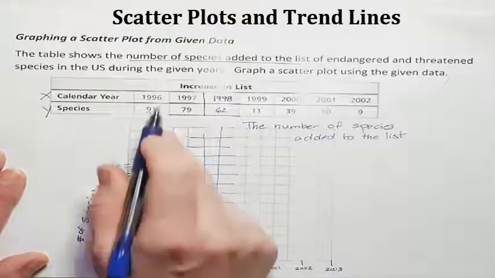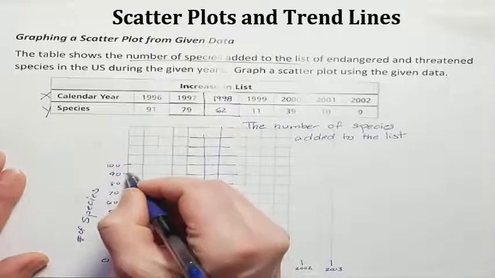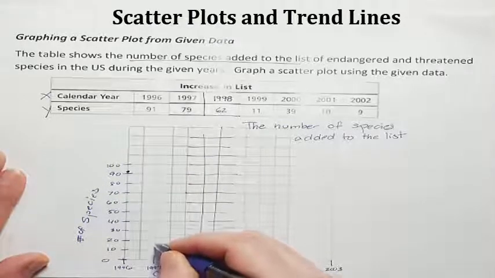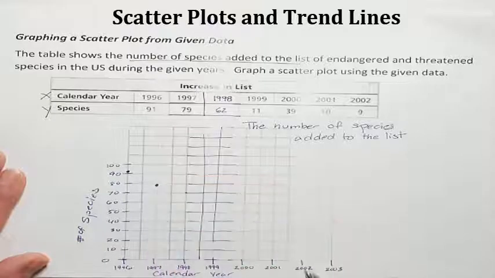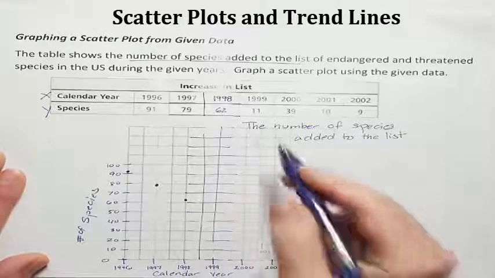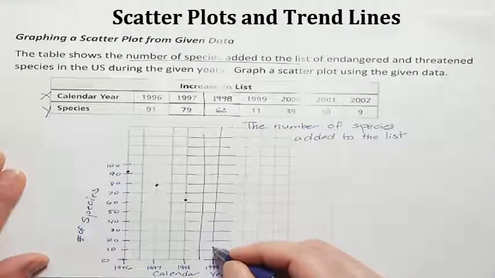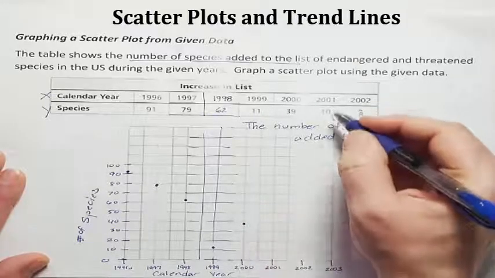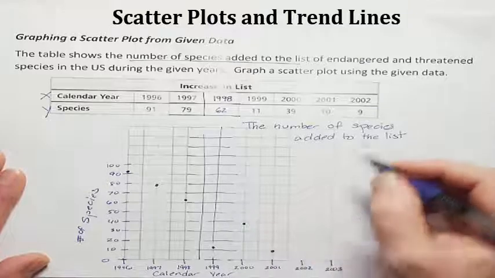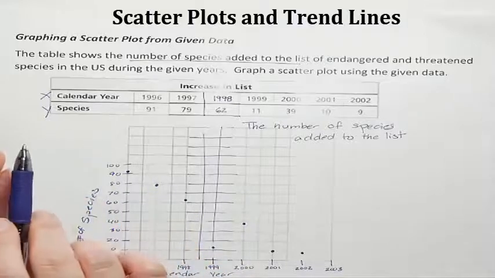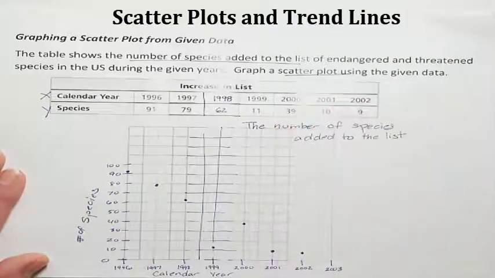So in 1996 there was 91, so I put a dot on 91. 97 has 79, so there's a dot on 79. 98 was 62, so here's 98, dot on 62. 99 was 11, dot on 11. 2000 was dot on 39. 2001, 10, and 2002 it's a 9. Since it is a scatter plot and they told us to make a scatter plot, you're not connecting. So this is our graph and we're done.